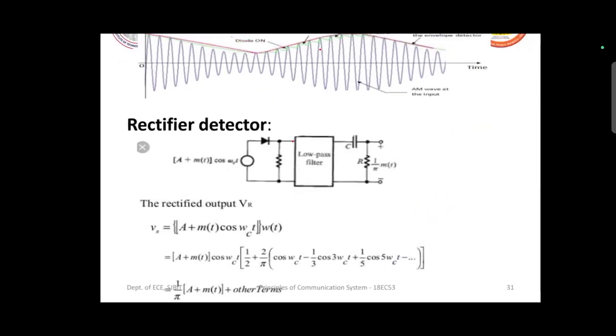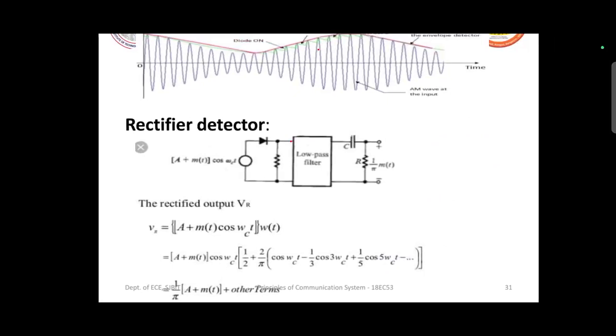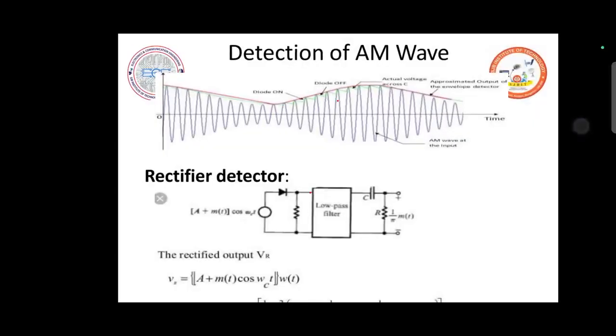There is a mathematical definition also given to it. A times m of t, that is, A plus m of t times cos omega ct, becomes the input to the detector. So we have written the equation for Vs, which is nothing but the modulated signal, and later I can represent the diode with the equation written in the second part, which is this.